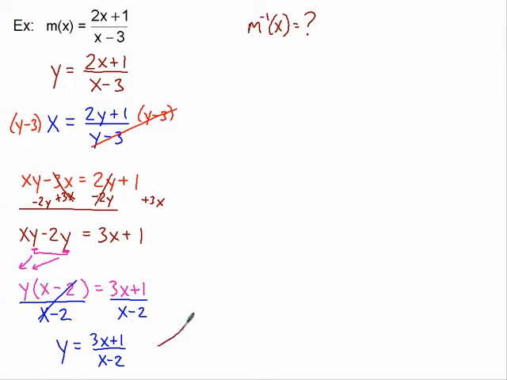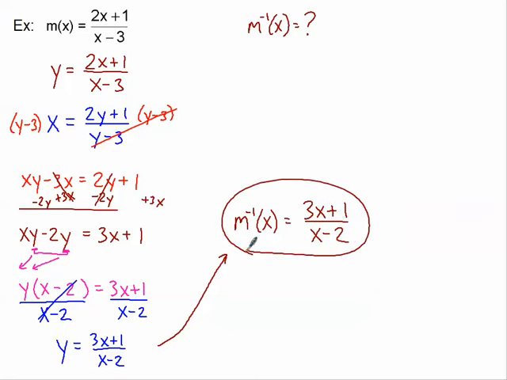Don't forget your fourth step. Don't go all that way and not use your fancy language. We ultimately are looking for an inverse, so I want the fancy symbol for inverse, m to the negative 1 of x. That's not really a negative 1 exponent, it's just a symbol for inverse, and that is equal to 3x plus 1 divided by x minus 2.